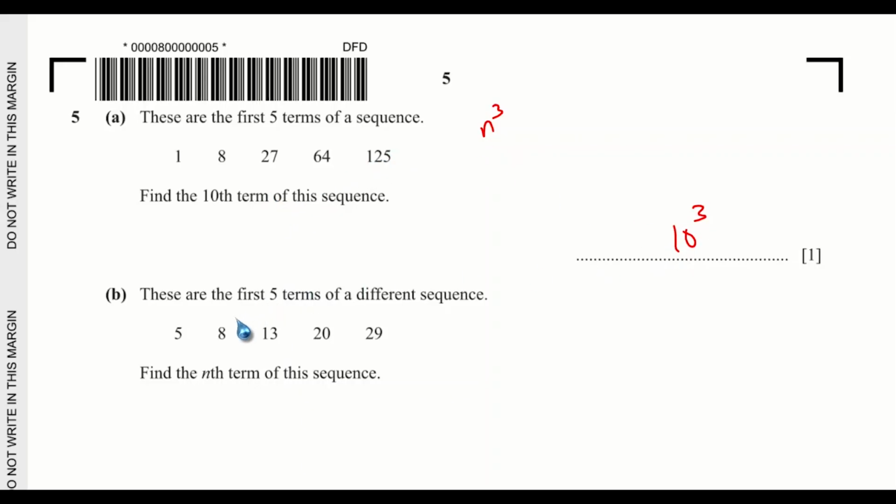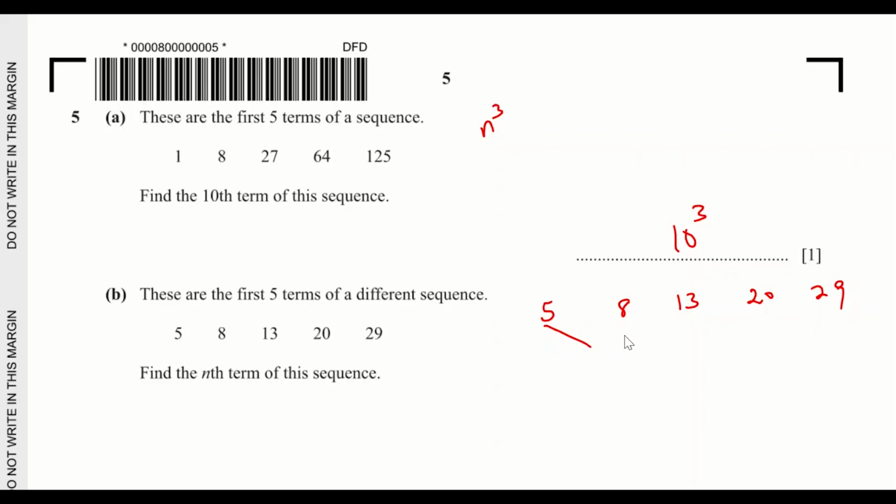Okay, part B. These are the first 5 terms of a different sequence, 5, 8, 13, 20, and 29. Find the nth term of this sequence. So we need to check the type of sequence. Is it linear or cubic or quadratic? Okay, good. So let's find, I think I can rewrite it here. We have 5, 8, 13, 20, and 29.